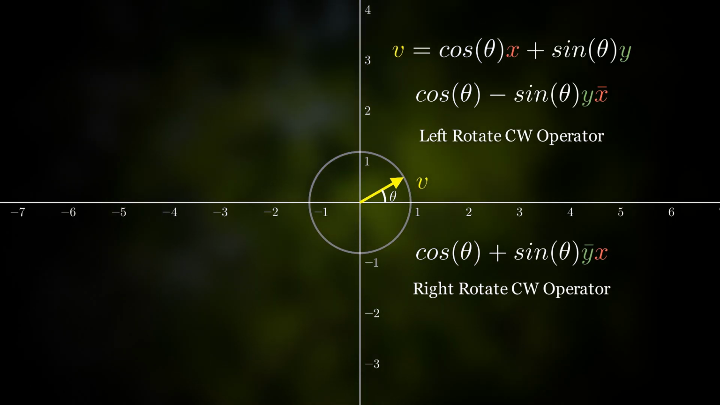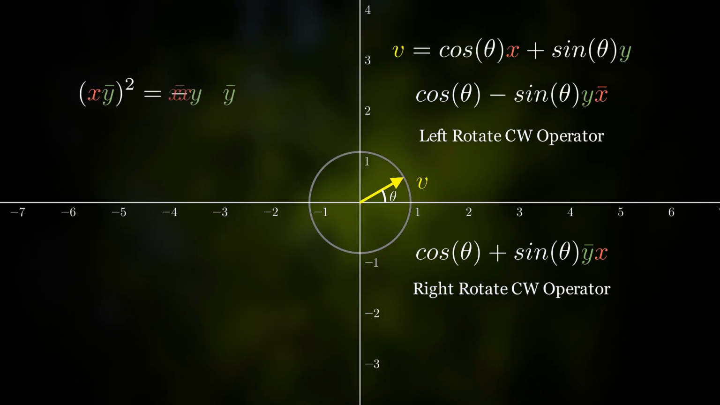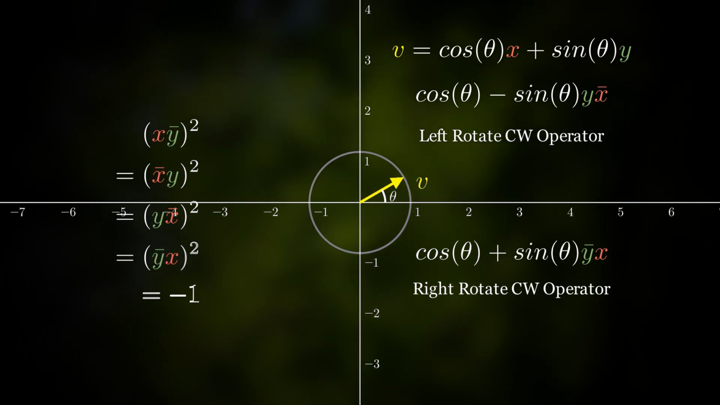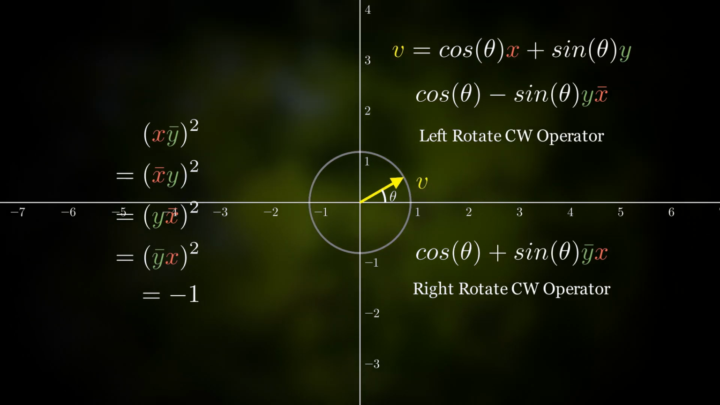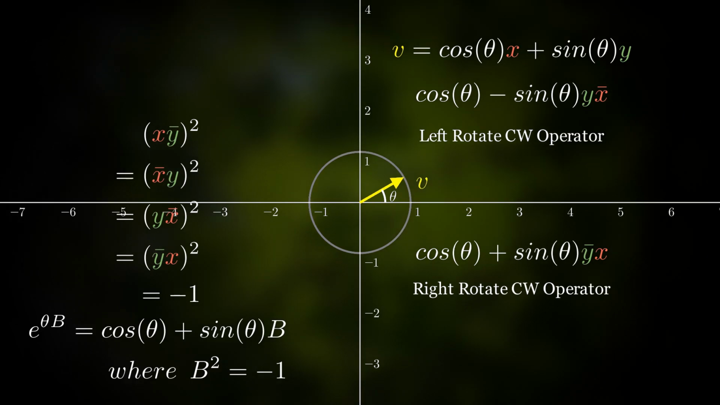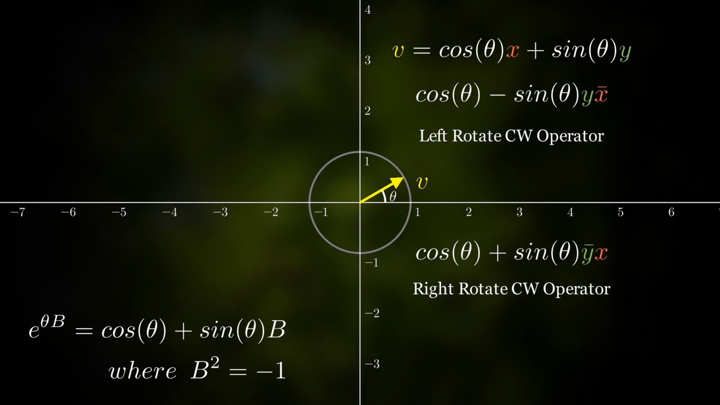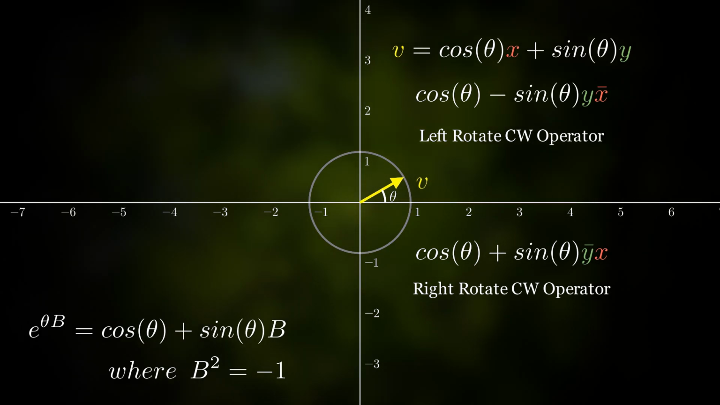First, notice that x y bar, which can be thought of as x y bar squared, is equal to minus 1. We can also do this for x bar y, y x bar, and y bar x. They all square to negative 1. Here's the trick. If you have something that squares to negative 1, which I'll call b, then you can write cosine theta plus sine theta b as e to the theta b. If you are familiar with complex numbers and Taylor expansions, this should be clear to you. If you are not familiar with those things, just think of this as a shorthand for cosine theta plus sine theta b.